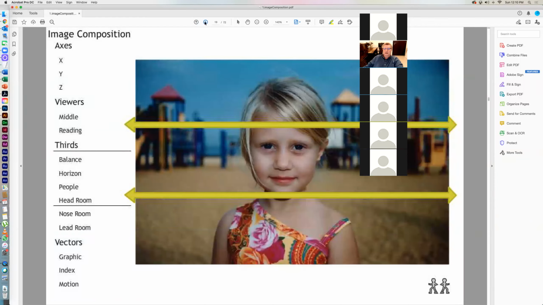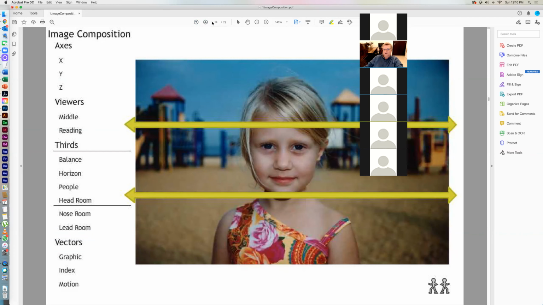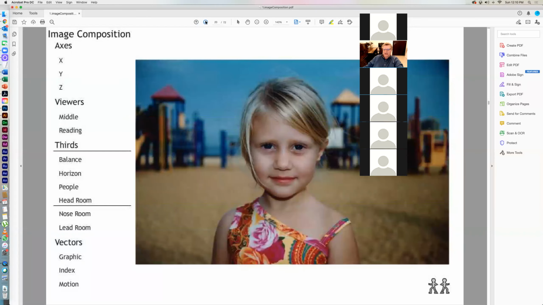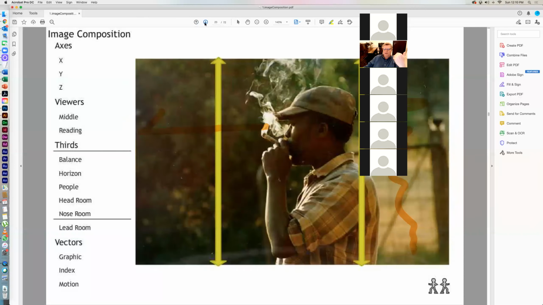So here, a picture of Cecilia that I like very much, but because her eyes are low, it's very centered and sort of oddly stable, but it's not the best version of this picture. Okay, I'm going to skip that one.